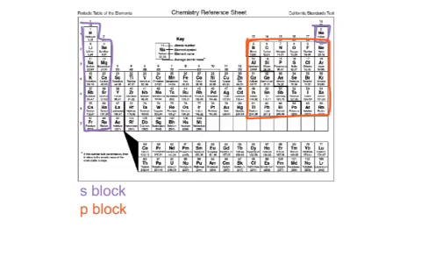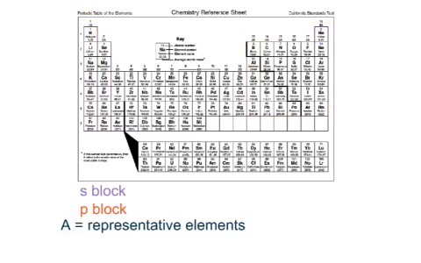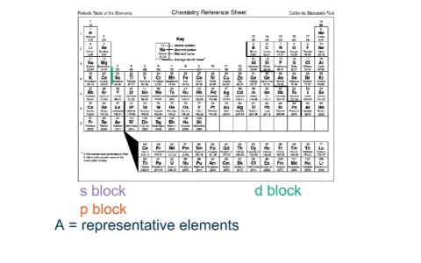So you might notice that the only 2 sections that we've outlined are the ones that are referred to as A group. Okay, and the name of those 2 sections collectively is the representative elements, so I would add that to your key also. Your third color is going to be used for the middle section, right here in between S and P block. We're going to outline what we call D block, and you can add that to your key down at the bottom.